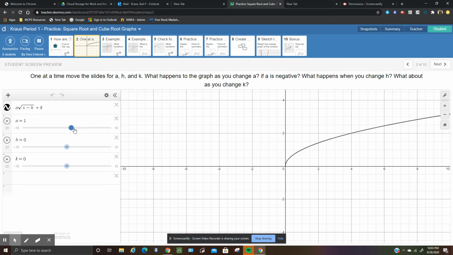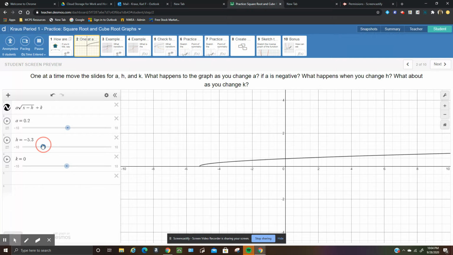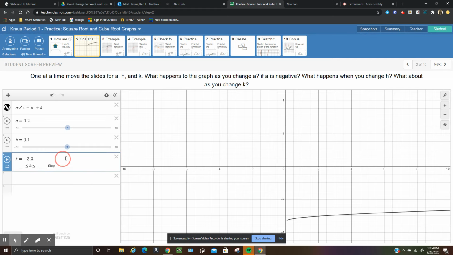So if I make A larger, it dilates the graph with respect to X. If I make it negative, it reflects over the X-axis. And then H moves the graph left and right. So if H is positive, so you have X minus a positive number under the radical, it moves right. And then X minus a negative number would put X plus some value under the radical, and that moves to the left. And then K moves the graph up and down.